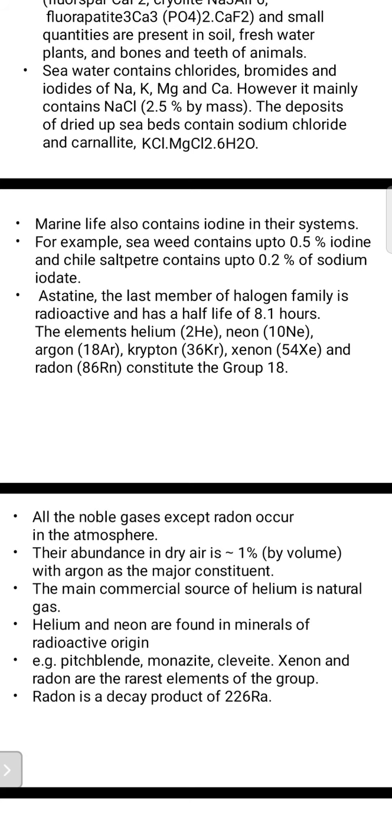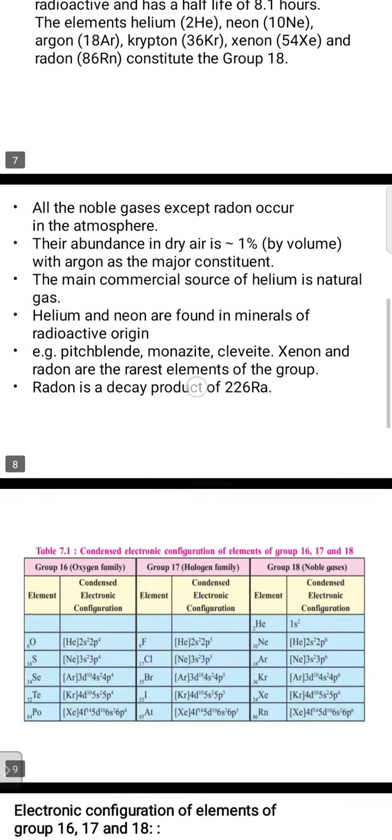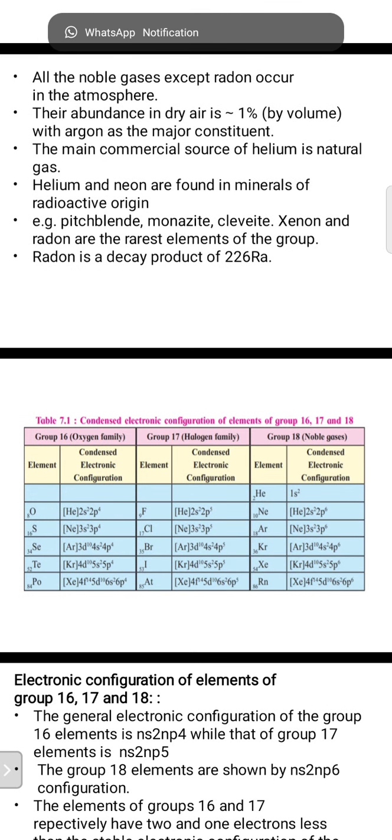Helium and neon are found in minerals of radioactive origin, meaning from radioactive sources. Examples are pitchblende, monazite, and cleveite. Xenon and radon are the rarest elements of the group. Radon is a decay product of radium-226. When radium disintegrates, it gives out radon. So radon is the radioactive product of radium. That information you have to keep in mind.